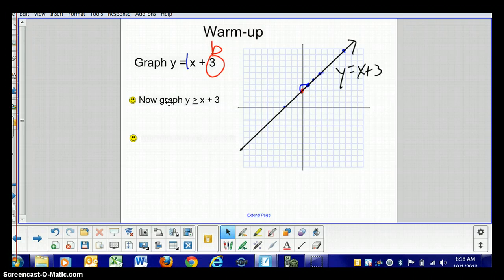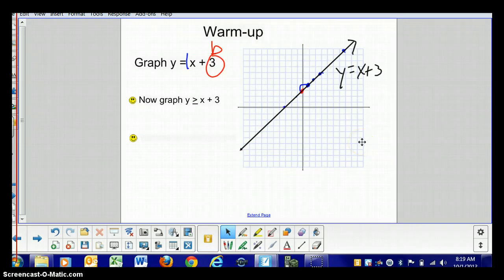What would you do if I said graph the line y is greater than or equal to x plus 3? Well, you graphed the line y equals x plus 3, and so all the solutions for the line y equals x plus 3 are along our line. But what about all the values where y is greater than or equal to x plus 3? Well, we're going to need to do some shading. We're going to need to shade half of the plane, either the upper half or the lower half.